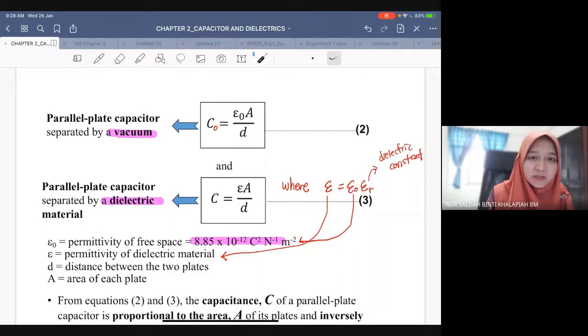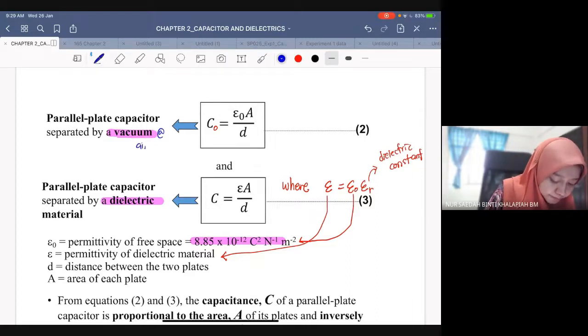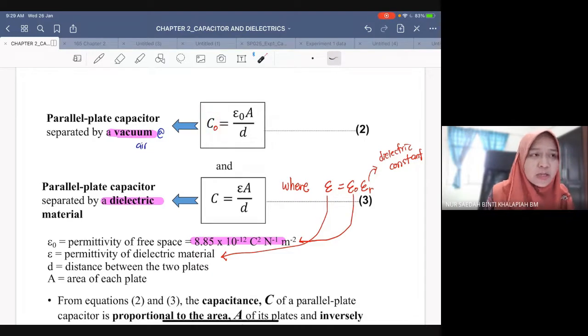Okay, so from the derivation above, we obtain formula for capacitor. The first one, separated by a vacuum or air. So to determine the capacitance for the capacitor that is vacuum, madam akan buat simbol capacitance yang kosong ni, yang tak ada apa-apa dalam dia sebagai C0. So korang boleh tambah dalam nota korang. So C0 menunjukkan capacitor yang kosong, yang tak ada dielectric.